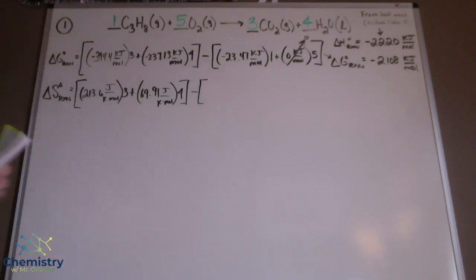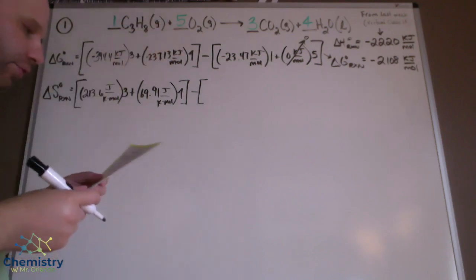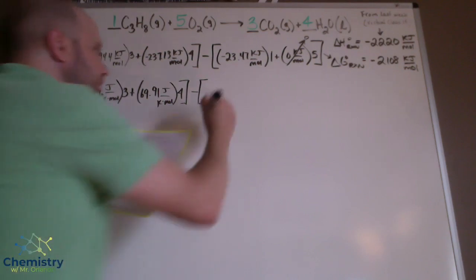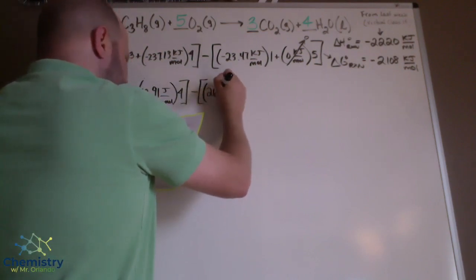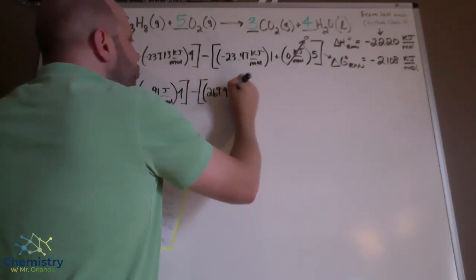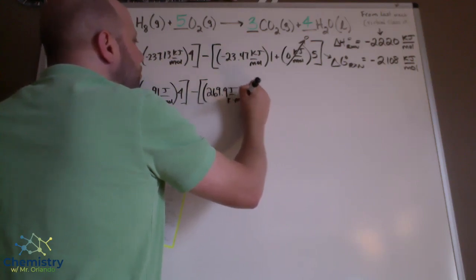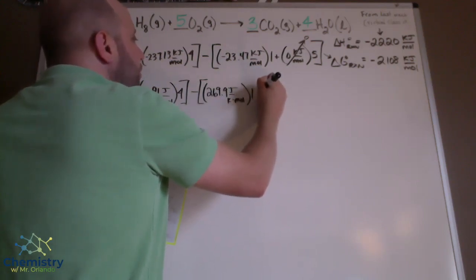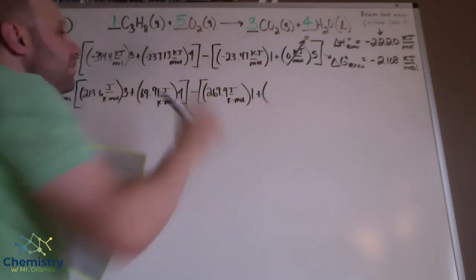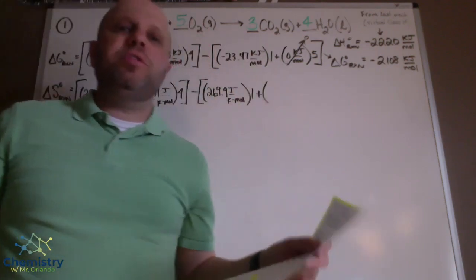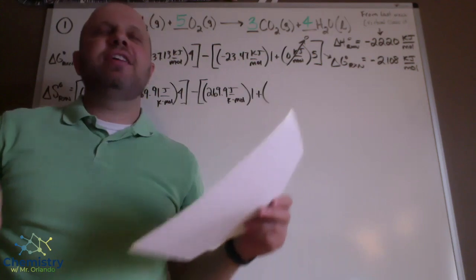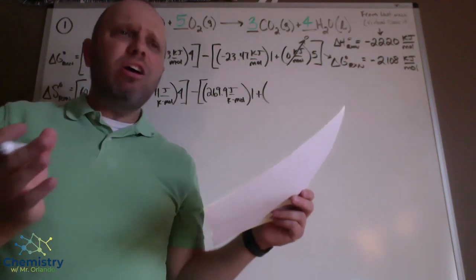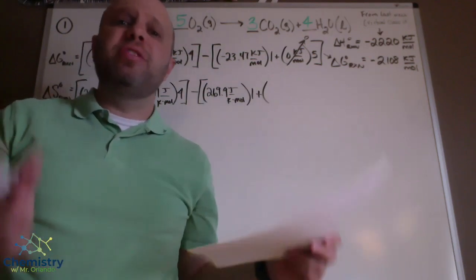From that, we're going to subtract our two reactants. So the value for propane, which is 269.9 joules per Kelvin mole, we're going to multiply that by 1, plus the value for oxygen. And now, because we're talking about entropy and not enthalpy or free energy, the value is not 0.